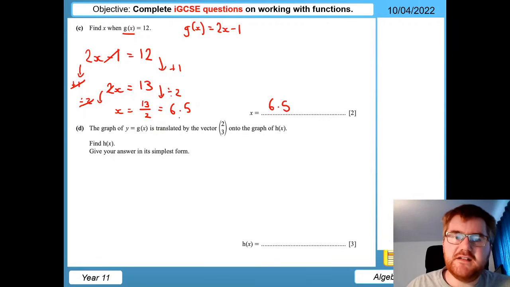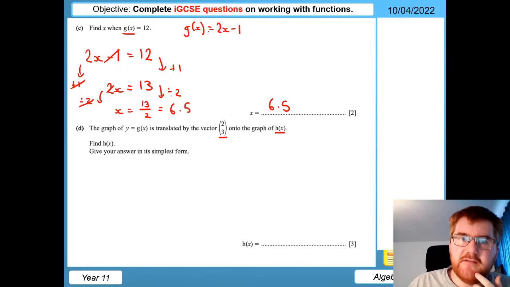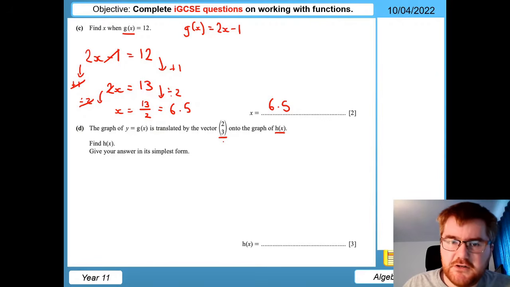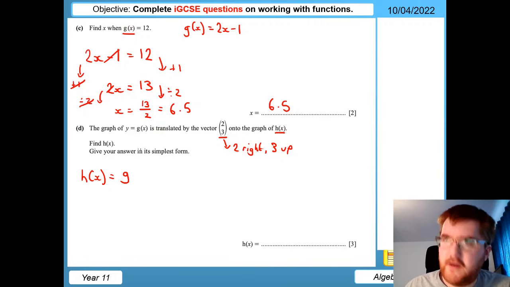So the graph of g of x is translated by the vector (2, 3) onto the graph of h of x. And now we need to work out what h of x is. So g of x is equal to 2x minus 1. And remember, in vector notation, this just means 2 to the right and 3 up. So to work out h of x, we just need to make sure this goes 2 to the right. So in the bracket, we need to put a minus 2.